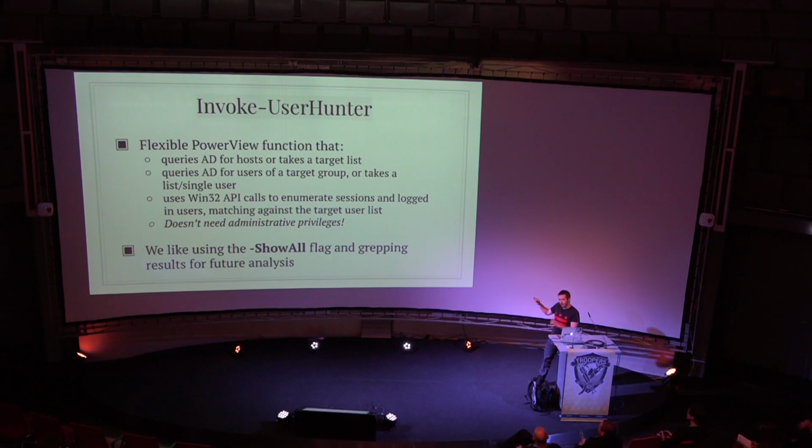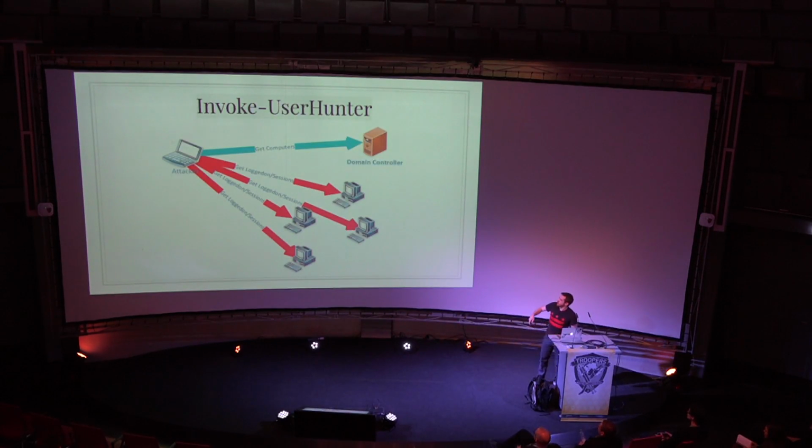I have no idea why Microsoft allowed the APIs to return all this information from an unprivileged account, but they do. So this is really useful to figure out who's logged in where. We really like using the -ShowAll flag. By default, it'll only show you where domain admins are logged in. ShowAll gives you all the raw data. We'll save that out to a file and then grep through that as we're targeting different groups and users during an engagement. This is an example of what it looks like.